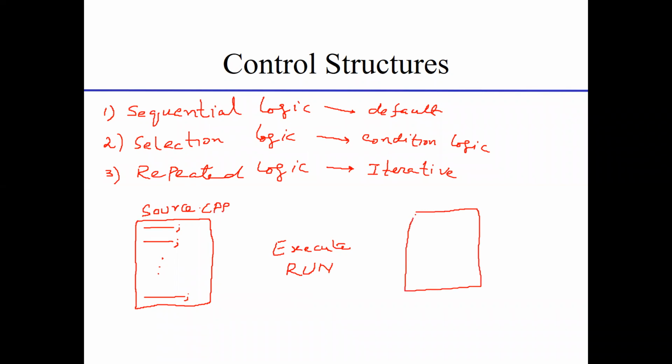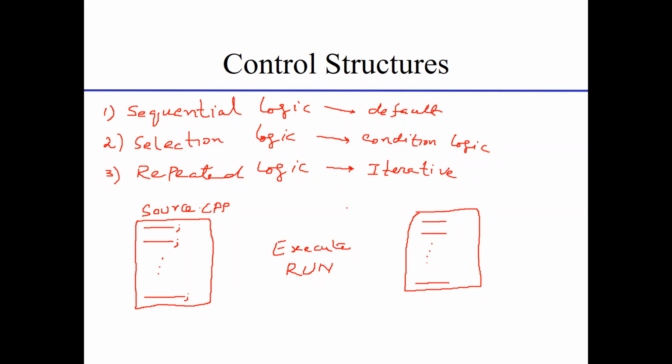The action on line number 1 has been performed. After completing the action on line number 1, the action on line number 2 is to be considered, and in the same way the last line will be executed. So this type of execution is known as sequential logic.